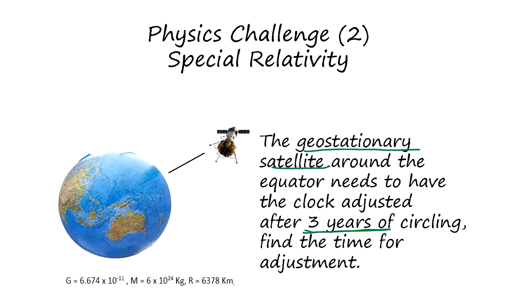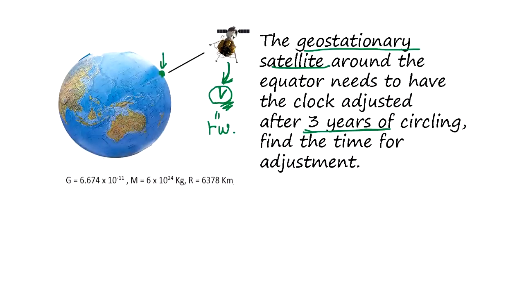Why? Because this one is going faster than the station on Earth, the speed is faster, so there is a time dilation. So in order to know how much time dilated in 3 years, we need to find out this V. Okay, V equals R omega, right? And we know omega is 2 pi over 24 hours, 60 times 60, that's the omega.